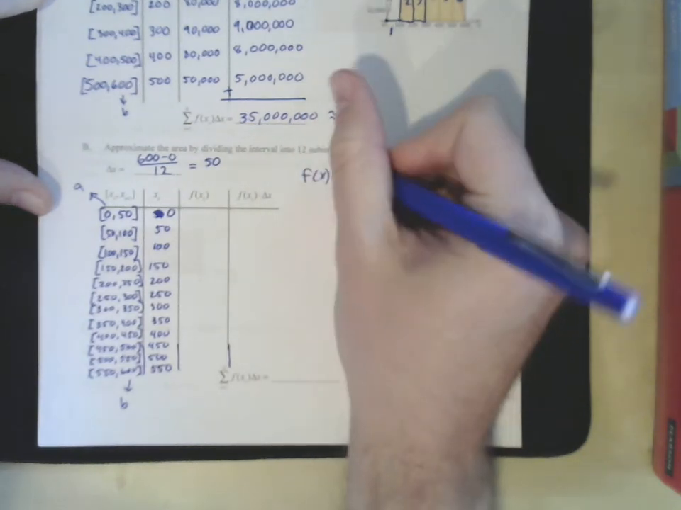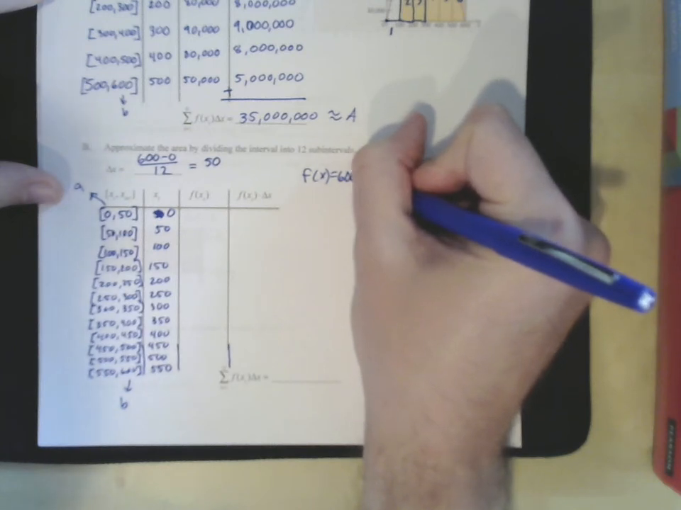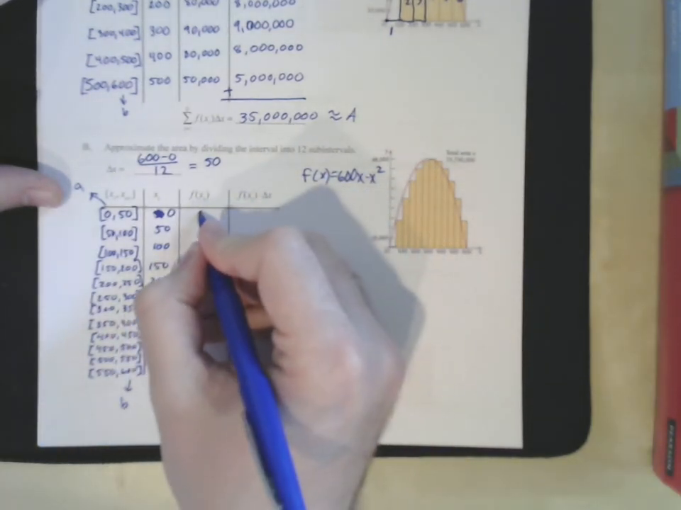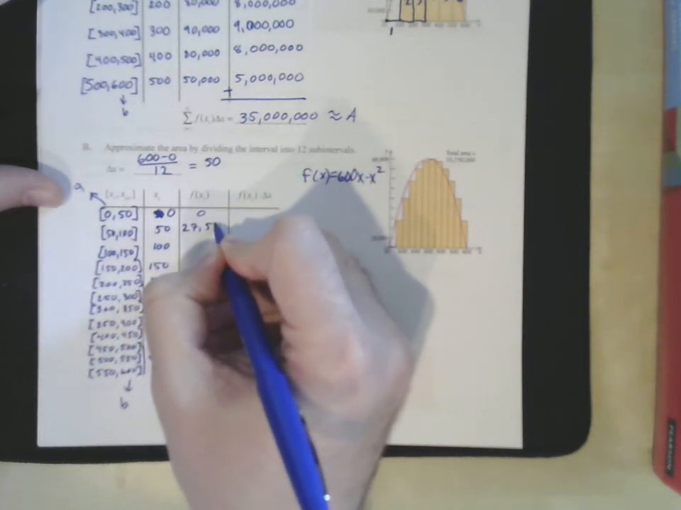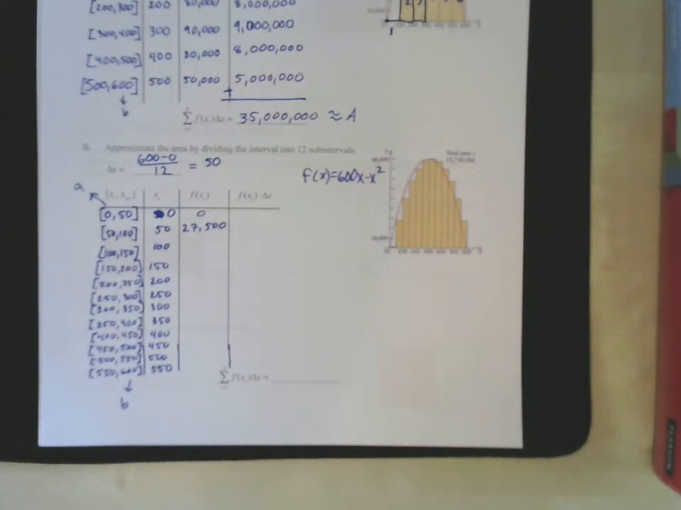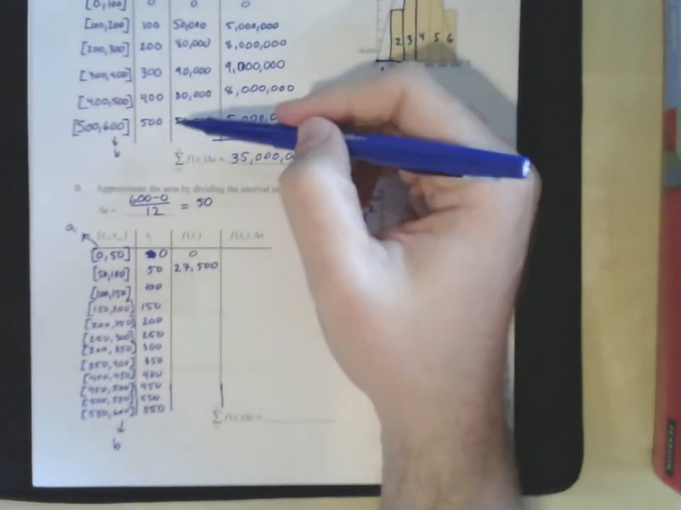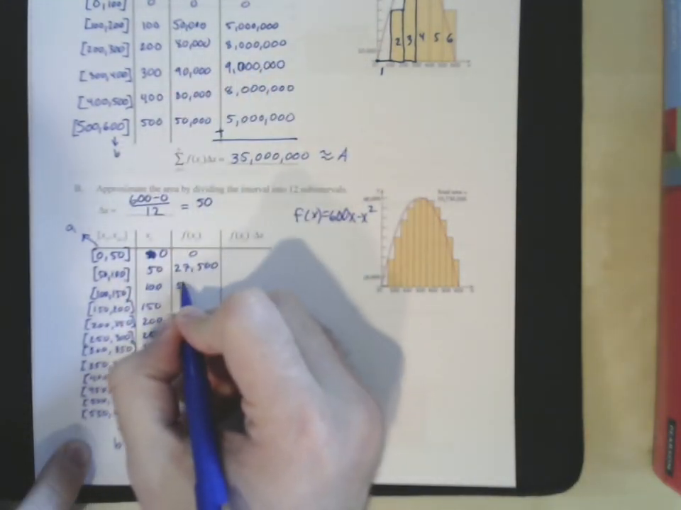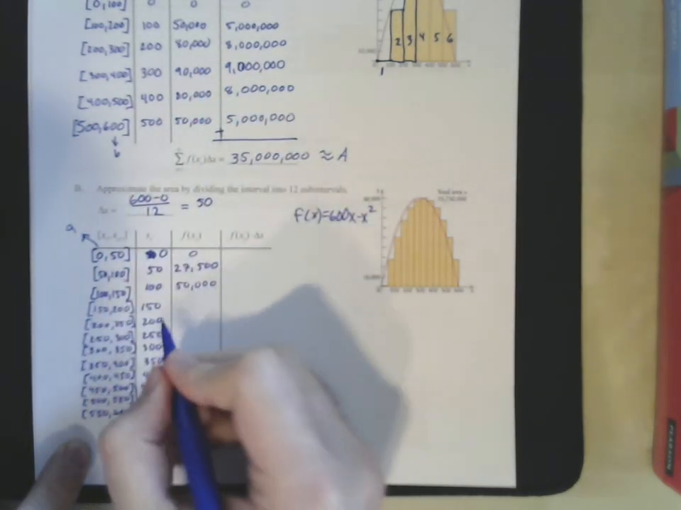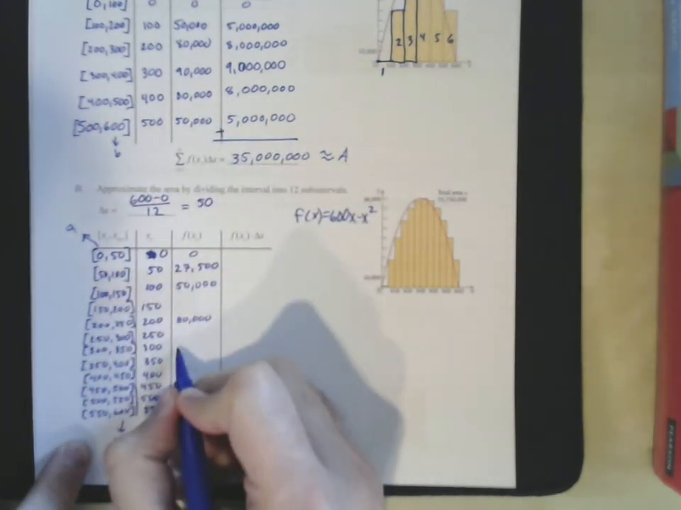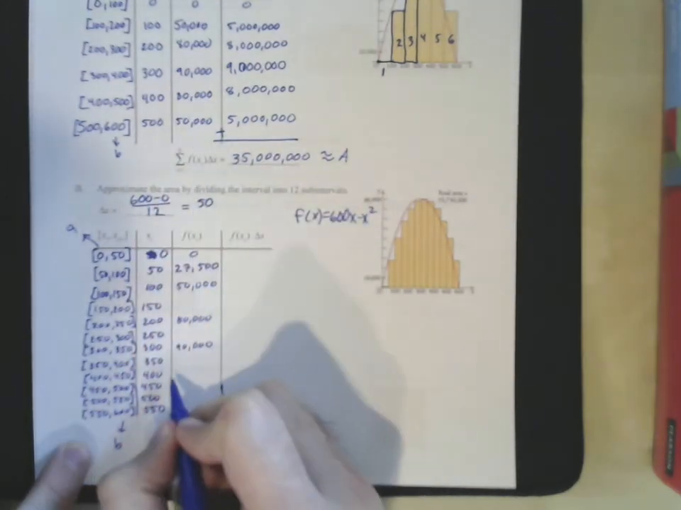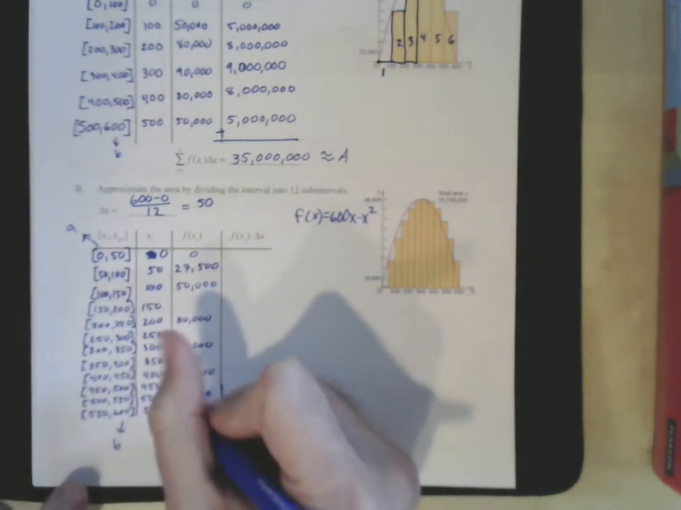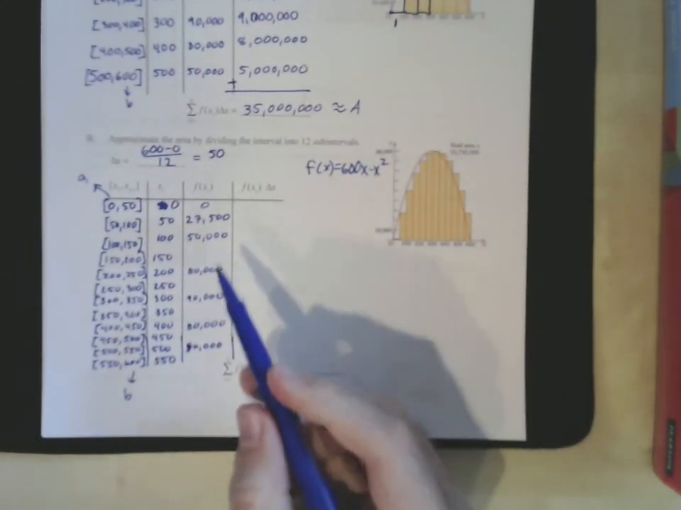So f of x is 600x minus x squared. Plugging these in, f of 0 is 0, f of 50 is 27,500. Now, when you're doing multiple iterations on the same problem like we are, notice we already have the values for these numbers. The function hasn't changed, so the answer hasn't changed. So f of 100 is 50,000. I'm not recalculating it. f of 200 was 80,000. f of 300 was 90,000. f of 400 was 80,000. And f of 500 was 50,000. So we don't have to reinvent the wheel here. We're just doing about half the ones that we don't know.